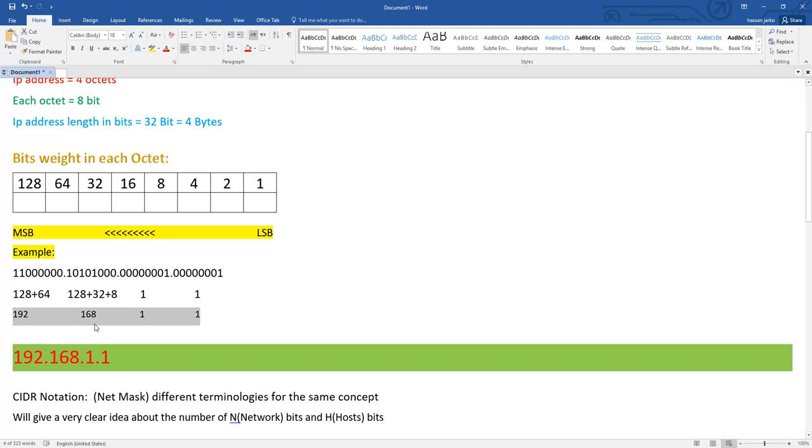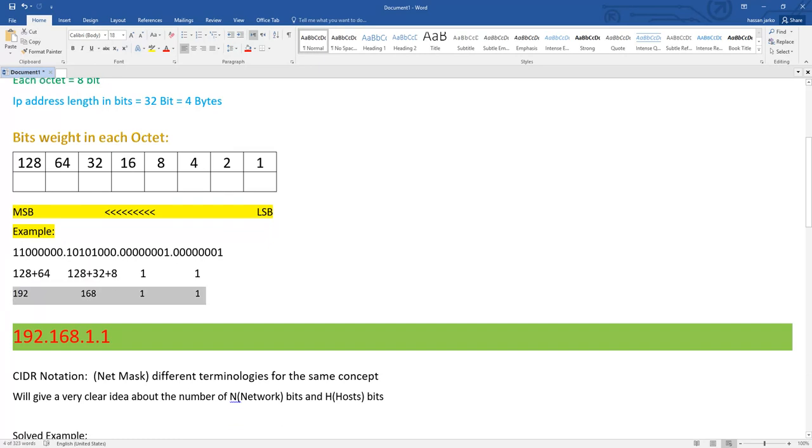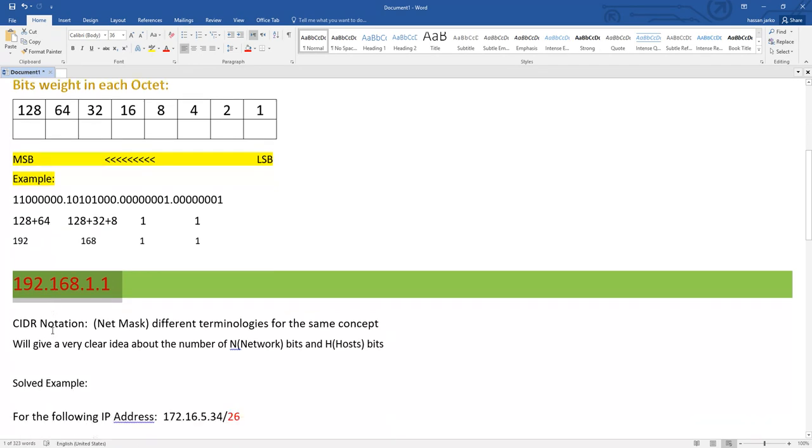dot 1 dot 1. This we call the decimal notation, and this one we call the binary notation. Also, you can write it in hexadecimal notation, but it's not so much used. The most commonly used are the decimal notations. So we have our IP address, which is 192.168.1.1. We converted that from binary to decimal.